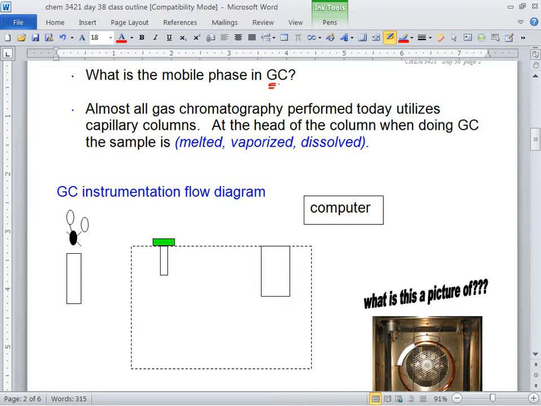And this is really the limitation of this, because not only does it need to turn into a gas, but it can't degrade in the process. Like sugar: you try to heat it, it might sublime a little bit, but it's going to caramelize. So there's a lot of things you cannot analyze on the GC simply because you can't get them vaporized without breaking down.